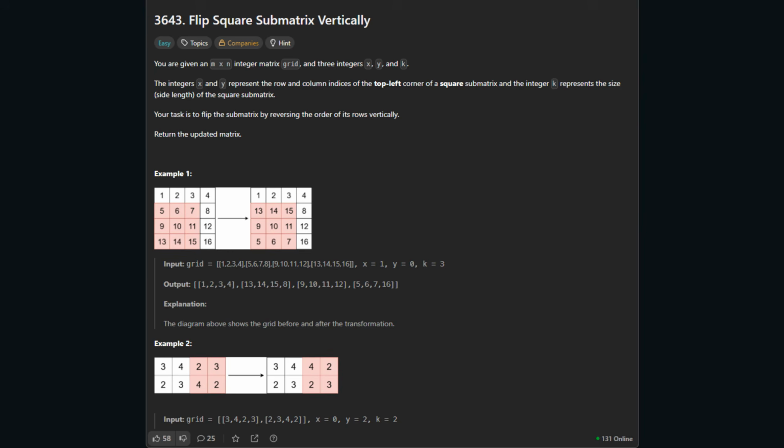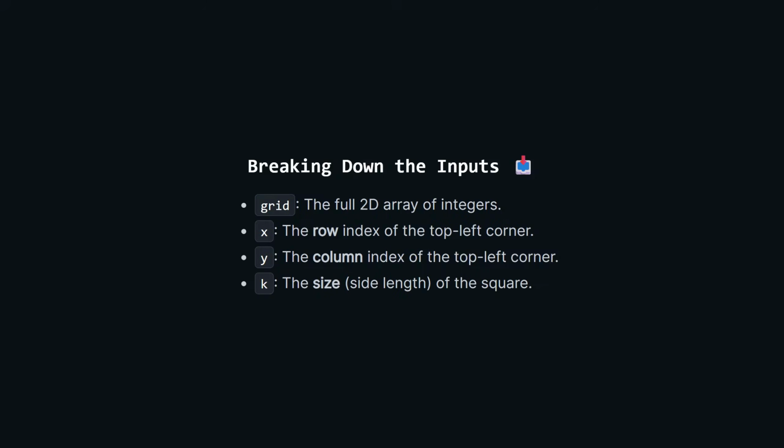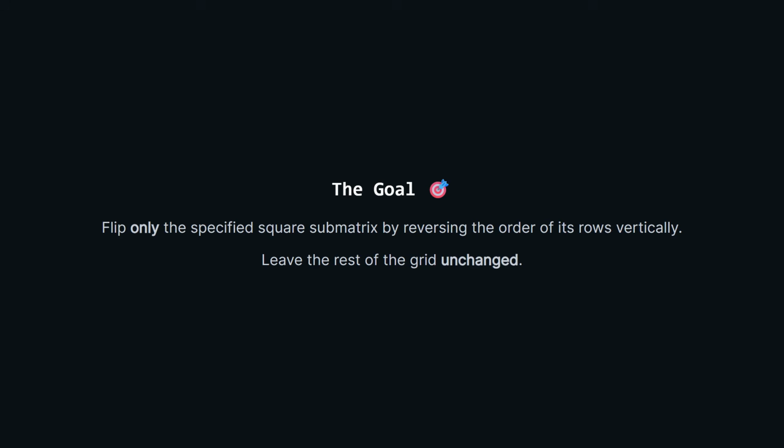Let's look closer at the inputs. Let's be really clear about what we're working with. We get grid, which is our main board. X and Y tell us exactly where the top left corner of our target square is. Finally, K tells us how big the square is. Basically, how many rows and columns it spans. Our goal is simply to flip that specific square upside down. We reverse the order of its rows, but we leave the rest of the grid completely untouched.